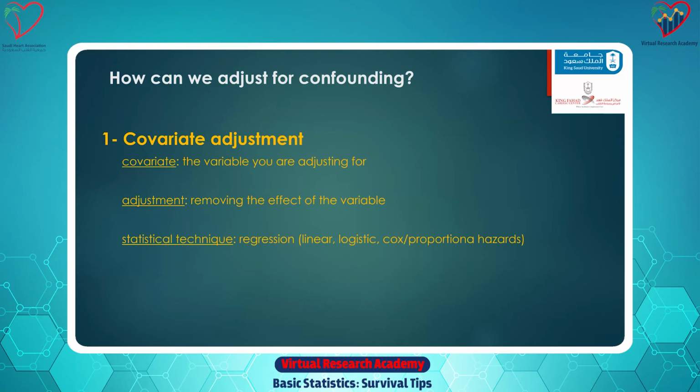And the statistical technique we use for covariate adjustment is called regression. And there are many types, but the three main types of regression are linear, logistic, and Cox or proportional hazards regression. So linear, if the outcome is a continuous variable, logistic if dichotomous, and if it's time to event, then it's Cox or proportional hazards regression.